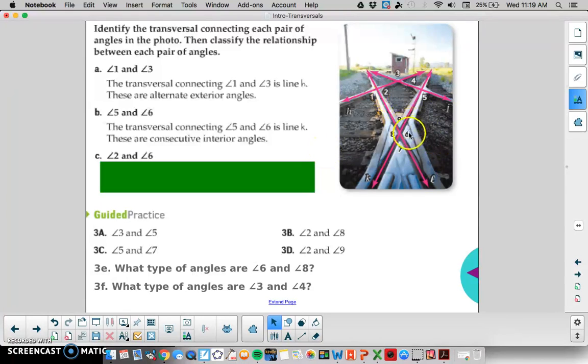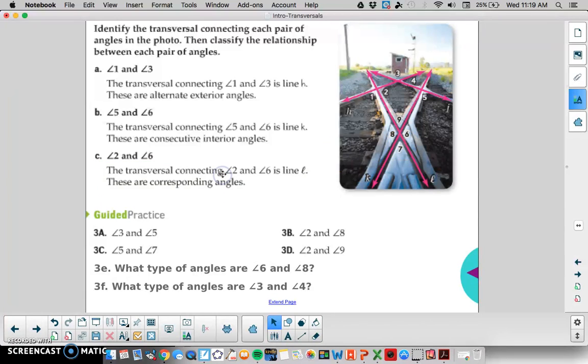All right, 2 and 6. The line that cuts through the other two lines for those angles is line L. And 2 and 6 are both in the bottom right of their sets of angles. And so those are corresponding angles. Okay, these here, I want you guys to try. You can base those on the picture up here.